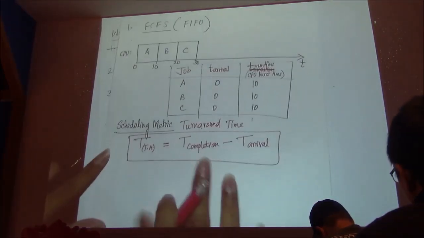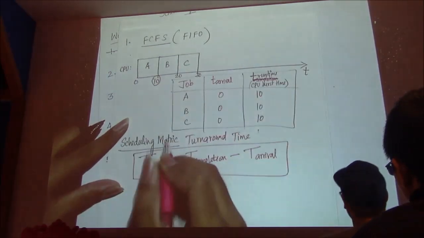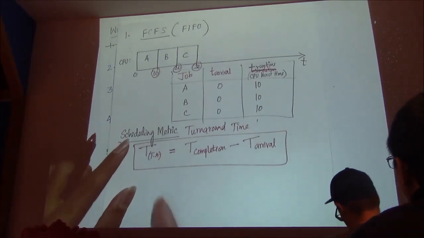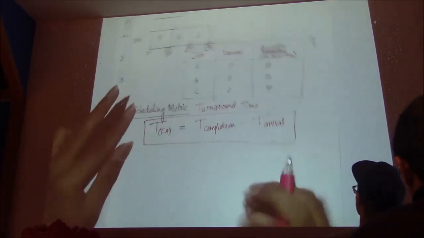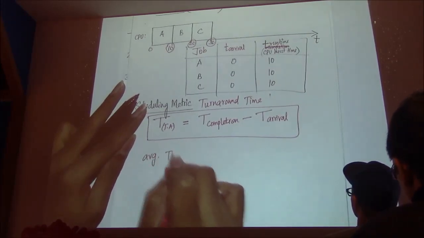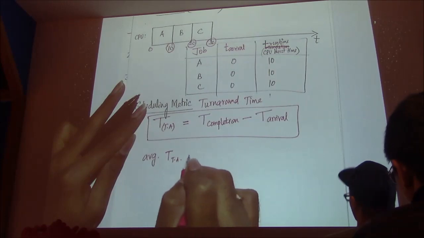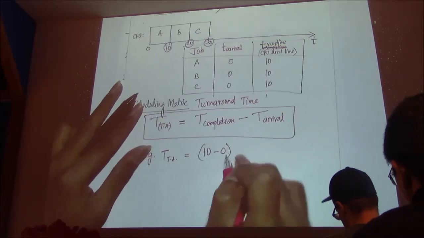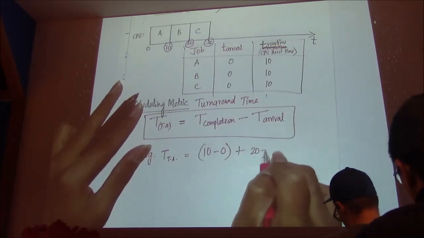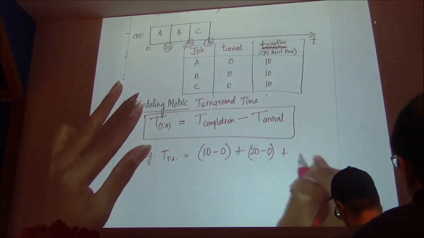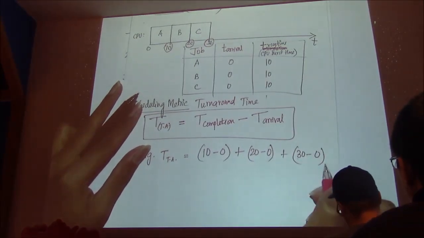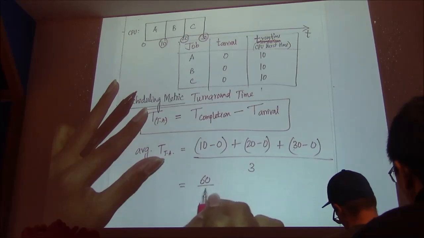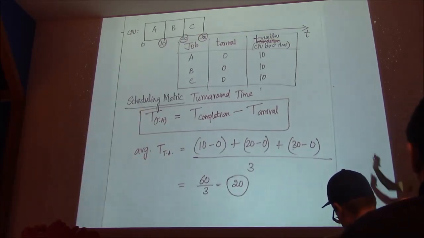Yeah, this is the time of completion in the sense that here A got completed at time 10, B got completed at time 20, and C got completed at time 30. Okay, and so if you are going to calculate the turnaround time, usually we just calculate the average turnaround time. For the first job, it got completed at 10, and it arrived at 0. For the second job, similarly, it got completed at 20, arrived at 0. For the third job, it got completed at 30, and it also arrived at 0. Since we have three jobs, we just take the average, and so it comes to 20 seconds.